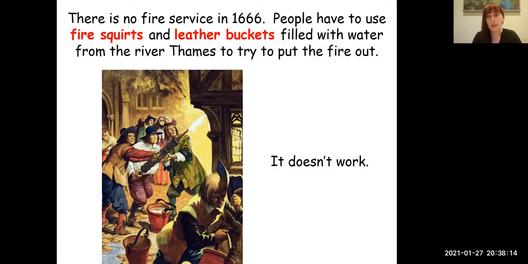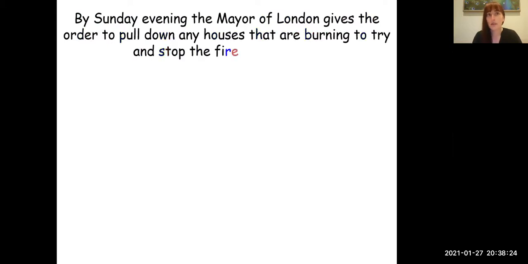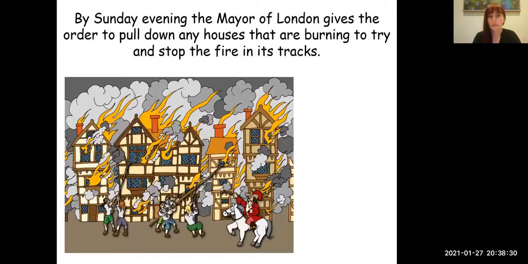Unfortunately, this fire is so big and so strong and it's spreading so quickly that these strategies don't work. By Sunday evening, the Mayor of London gives the order to pull down any houses that are burning in order to try and stop the fire in its tracks. Here he is. They use these things called fire hooks. They would have been very dangerous as well.